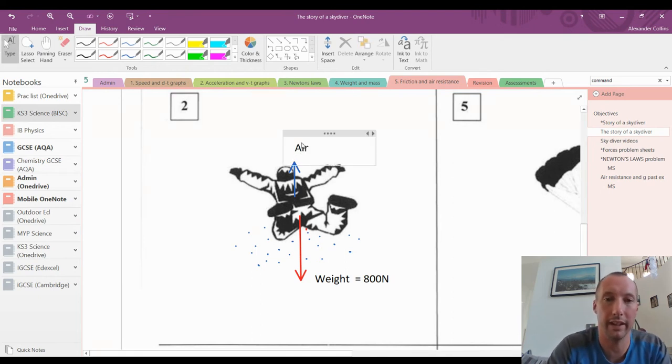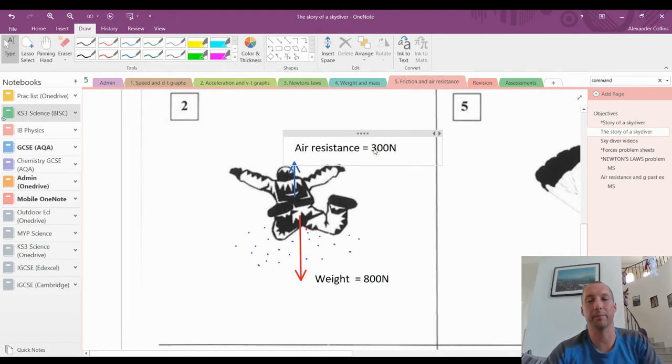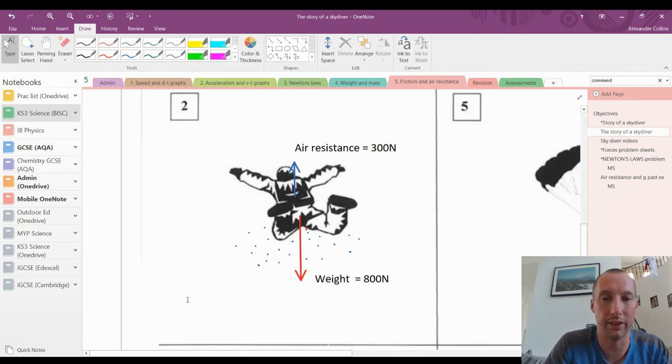So I'm going to write in here that we've now got air resistance acting because he's moving. I'm going to make up a number for this. I'm going to say 300 newtons, but we can make any number in there. Now, this is a force due to the moving object passing through the air, colliding with the air particles, and then pushing back on him. Now, do we have balanced or unbalanced forces here? Clearly, they're still unbalanced.